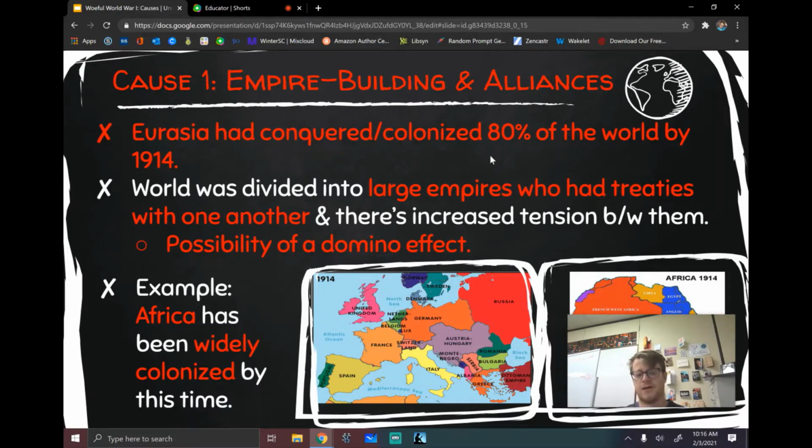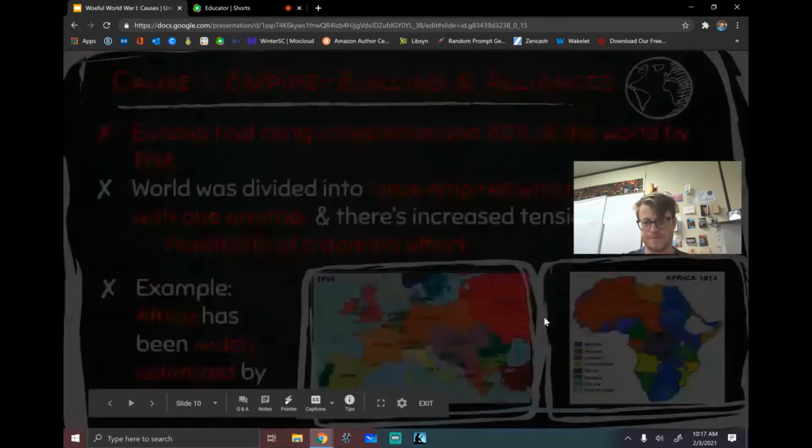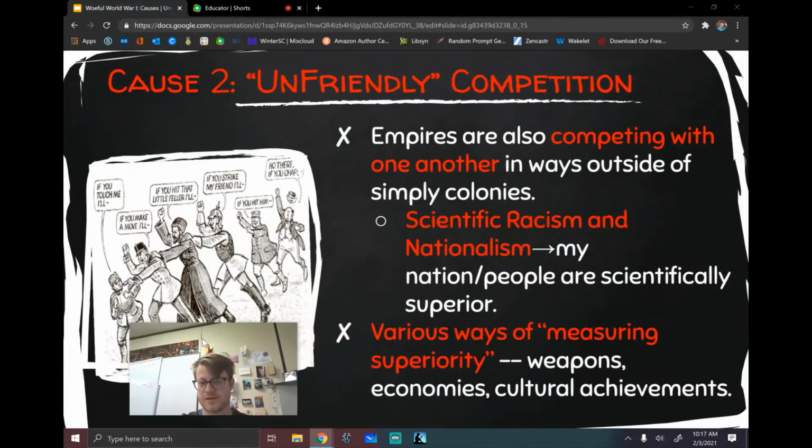And also, again, we saw this last lesson. If we just look at Africa, even just Africa as an example, that's not even counting all the colonization that's happened in Asia. It's been so heavily colonized, and there's been so much competition that this is certainly going to be a source of tension here.